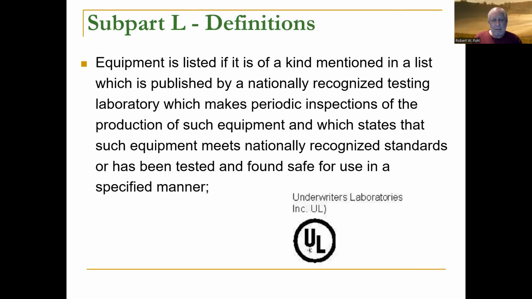So here's one of the definitions. Equipment is listed if it is of a kind mentioned in a list which is published by a nationally recognized testing laboratory, which makes periodic inspections of the production of such equipment, and which states that such equipment meets nationally recognized standards or has been tested and found safe for use in a specified manner. I think we've seen that definition somewhere before, something awfully like it. And of course, there's the UL mark, Underwriters Laboratories. If you're going to buy anything, especially electric, it should have the UL label on it. That shows that they have tested it.